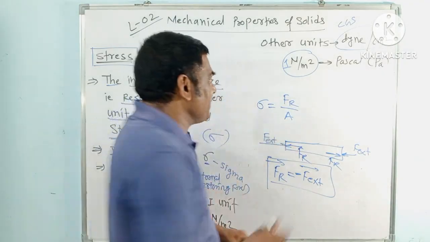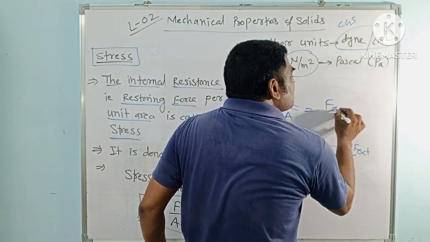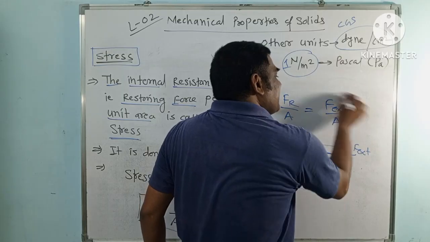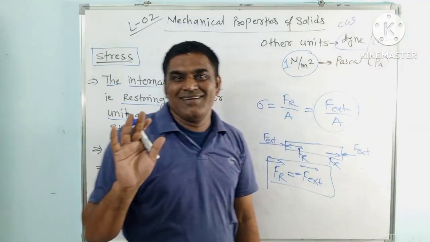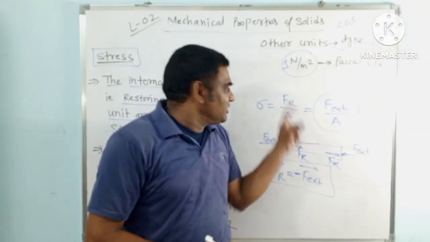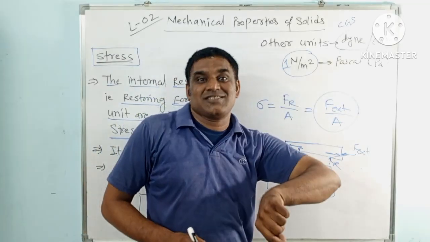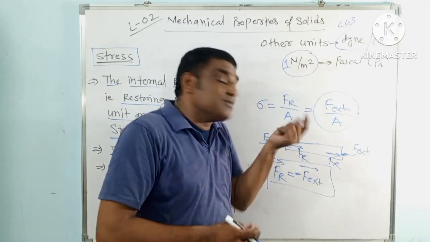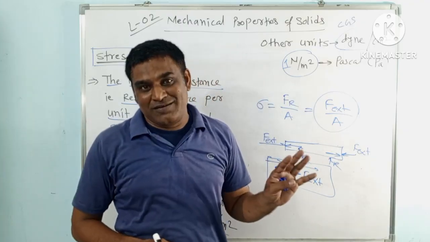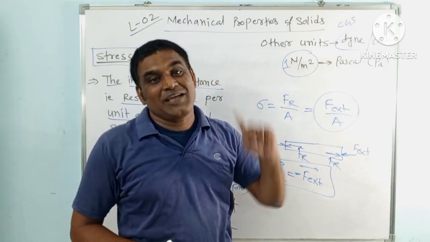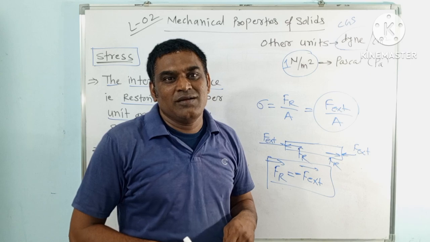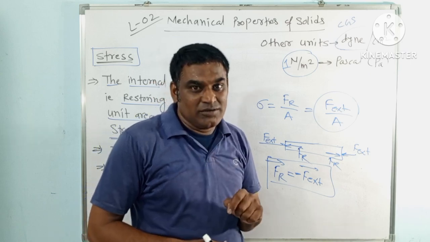So mathematically, this FR is the external force which we apply, divided by area. Mathematically the same will come; these two forces are the same. But conceptually, this force is the internal resistance. So stress becomes an internal parameter, not an external parameter. Pressure becomes the external parameter, which we'll see in solids and fluids. Got it or not? Right?